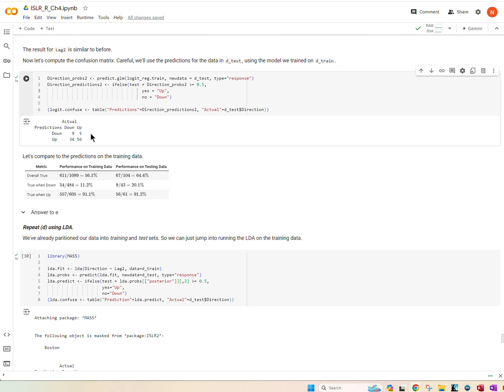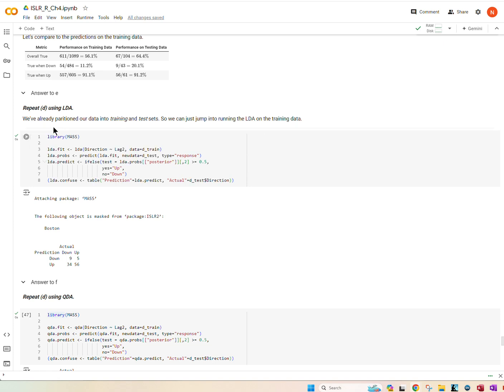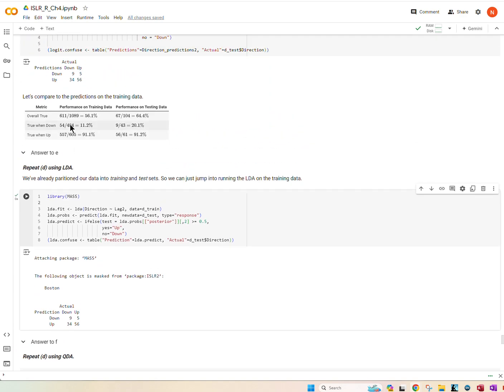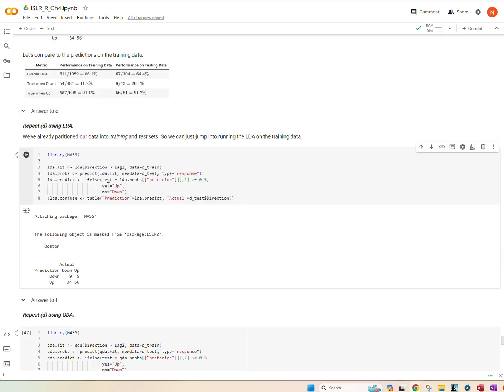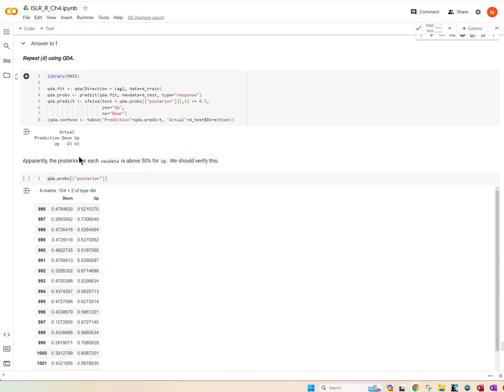Now we're just going to repeat that using LDA. I'm using LDA here, and I get my confusion matrix. In this case, you'll notice that the confusion matrices are the same between logistic regression and LDA. Now I'm going to use QDA, and QDA always predicts up, actually, which is interesting. This is that confusion matrix. It never predicts down, so it doesn't even have a predict down row, which is fine.